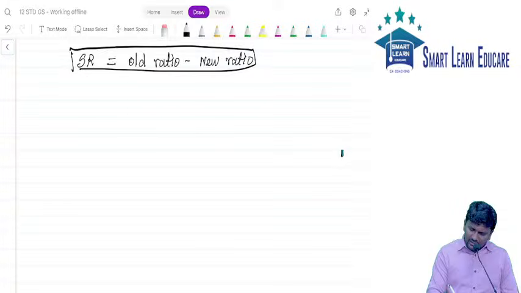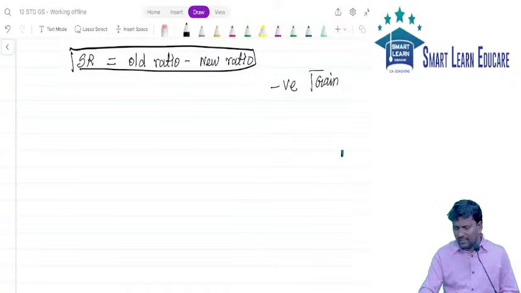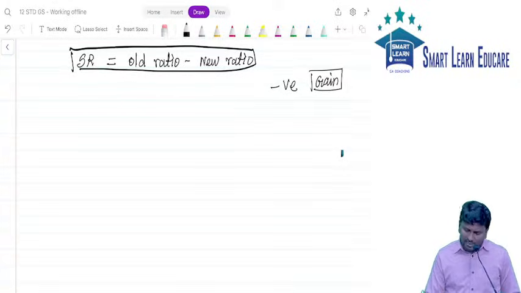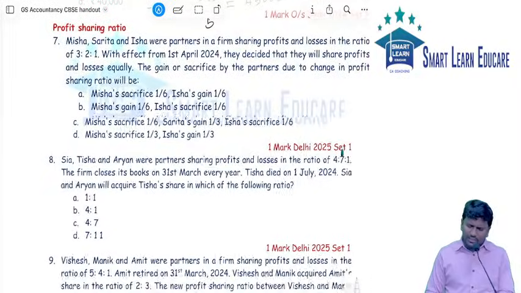If you get this sacrificing ratio in negative, it means that partner is gaining. If the answer comes in minus, then that partner is not sacrificing, that partner is gaining. So what is the formula for sacrificing ratio? Sacrificing ratio is equal to old ratio minus new ratio. We have some questions related to this, so let us solve them.